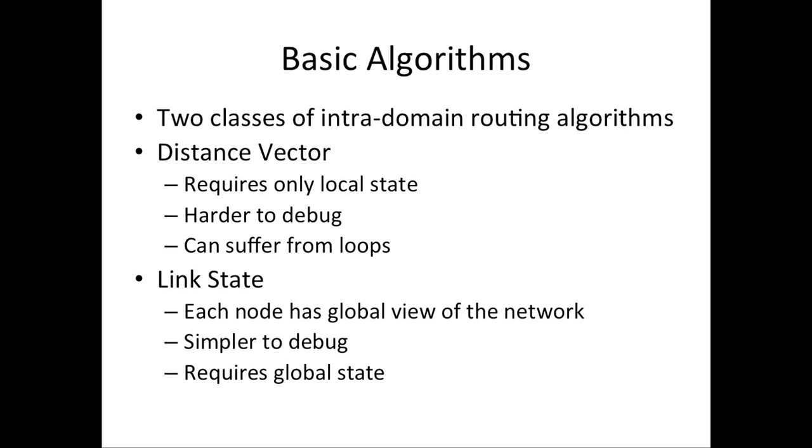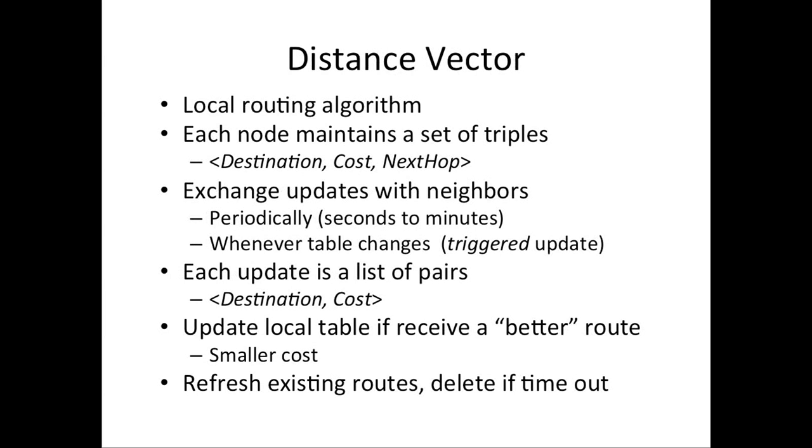Right? But we have this other type of routing protocol called link state protocol, which actually requires that you need a global view of the network. So you can already sort of guess which algorithm might scale in certain ways, in certain aspects, better than the other, right? Okay.